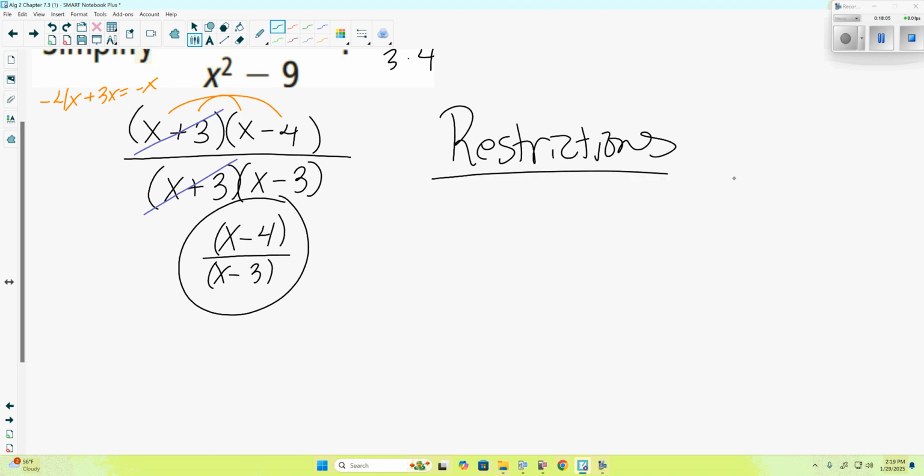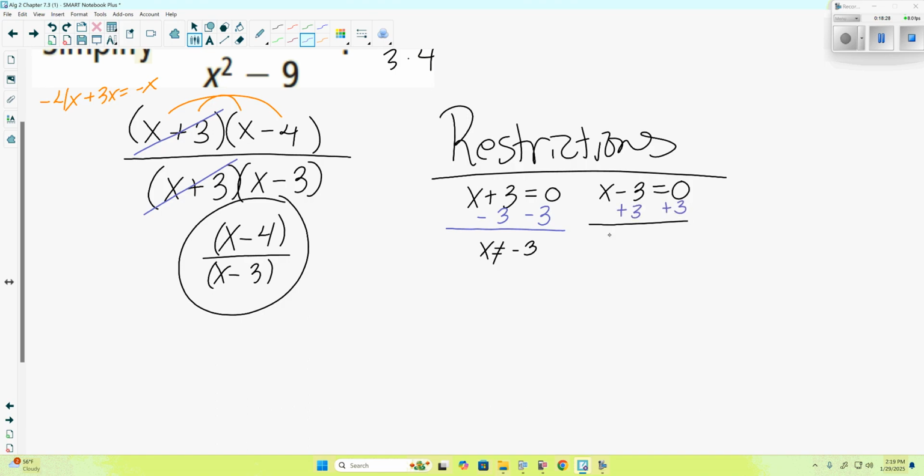Restrictions. X plus 3 and x minus 3 are two places where x cannot be 0. So with the x plus 3, we would subtract 3, telling us that if x is equal to negative 3, we'd have a division by 0. It can't be that. With our x minus 3, we can add 3. Telling us x cannot be 3 or negative 3.